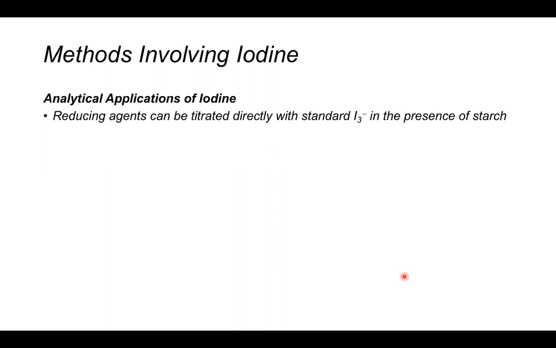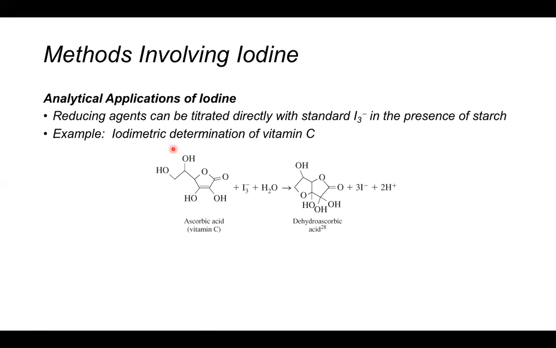Analytical applications of iodine. Reducing agents can be titrated directly with standard triiodide in the presence of starch. An example here is the iodometric determination of vitamin C. So we have vitamin C here, which can be determined using our triiodide by forming the dehydroascorbic acid. This is a common way of determining vitamin C in various systems. You could even do this with over-the-counter supplements to see if they really are giving you as much vitamin C as they say they are.